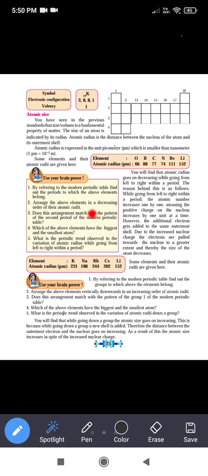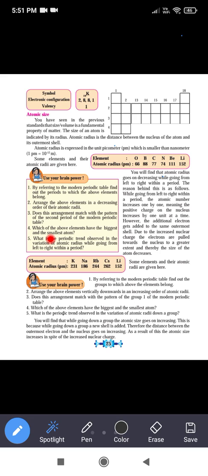So when we arrange the given elements in decreasing order of their radii, lithium will come at the first position, after that beryllium, and after that boron, carbon, nitrogen, and then oxygen. Does the arrangement match with the pattern of the second period of the modern periodic table? So yes. Okay, when these elements are arranged in decreasing order of their atomic radii, it is the same as the elements of the second period.